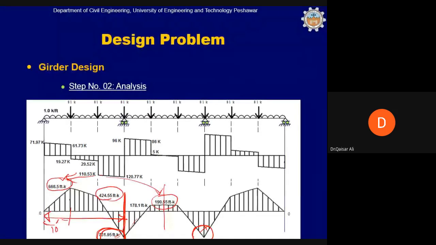And then the positive bending moments, these three positive bending moments, we will adjust in the reinforcement according to this equation. So you start doing this.